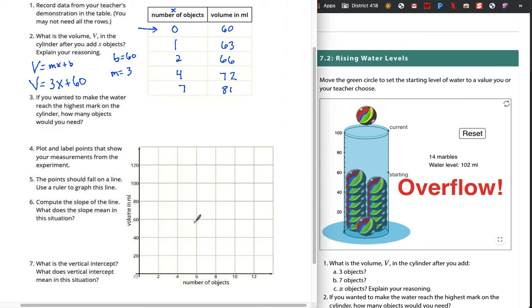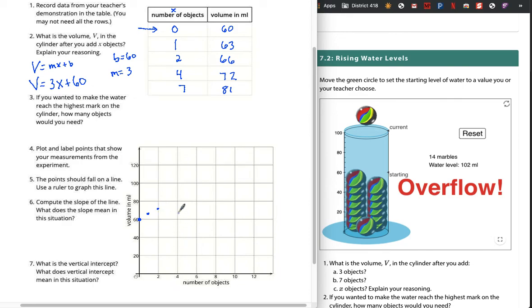Now we need to plot and label the points to show your measurements from the experiment. So we've got these measurements. We can plot these and label them on the graph. So it's 0, 60. And then I did 1, 63, which would be probably somewhere about right there. I did 2, 66, and that would be about right there. Just get as close as you can.